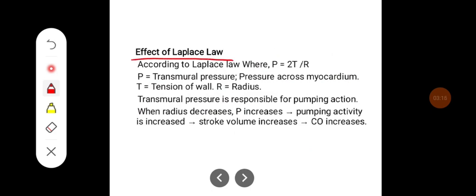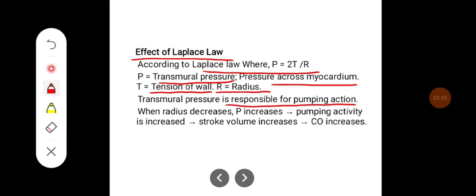The effect of Laplace law. According to Laplace law, pressure is directly proportional to 2 times tension divided by the radius, where P is transmural pressure, that is pressure across the myocardium, T is tension of the wall, and r is radius. Transmural pressure is responsible for pumping action, and when radius decreases, the pressure increases. So the pumping activity is increased, so stroke volume increases and cardiac output increases.